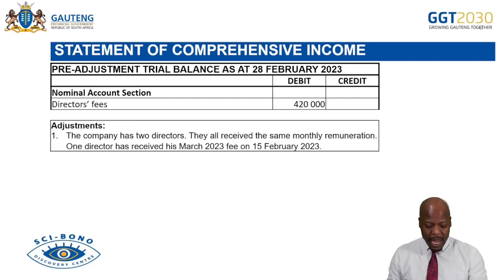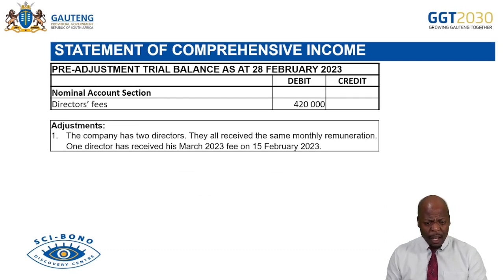Okay, so 2 directors. You remember, directors are employed by the shareholders to do the day-to-day running of the business. Remember, we have executive as well as non-executive directors. Very important for you to know. So the company has 2 directors. They all receive the same monthly remuneration. One director has received his March 2023 fee on 15 February 2023.